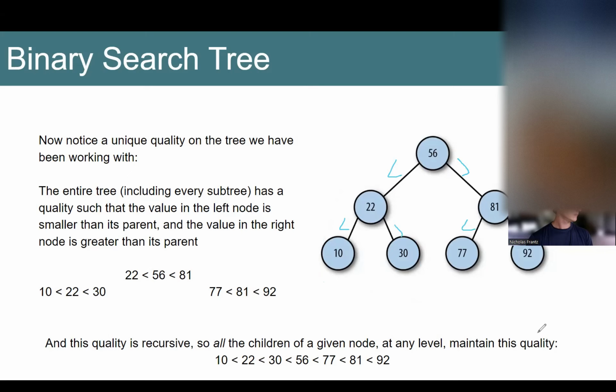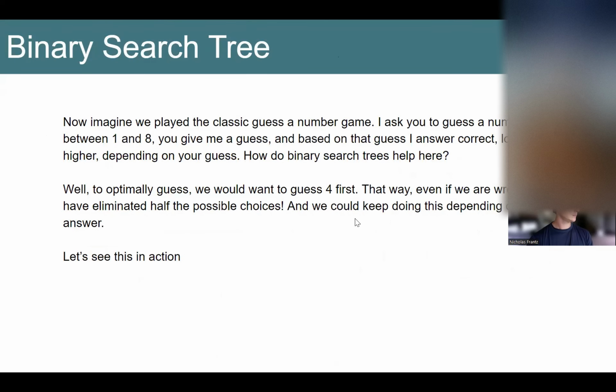Hopefully we're starting to see a pattern here. Basically, for a specific node, all the nodes on its left are going to be less than the node on its right. And this applies, as it says at the bottom, across all children of a given node. This is super useful for us if we're trying to search a tree.